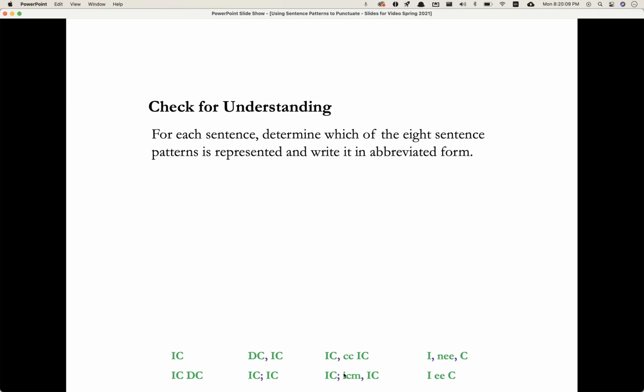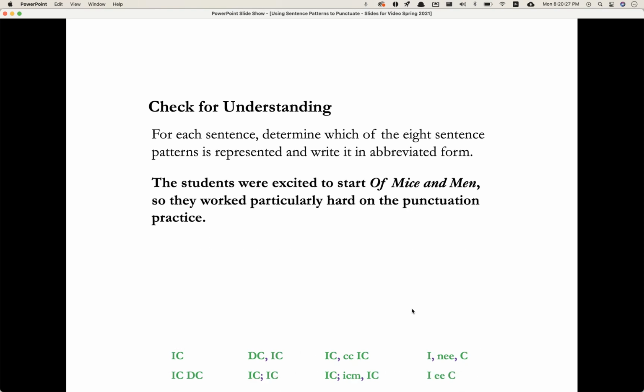And you can see down at the bottom of the screen here that all 8 patterns are present. So you just need to look at the 8 and decide which one is the right one. For now, you don't have to do any punctuation. I just want you to be able to recognize the patterns. You'll start the punctuation piece a little bit later. That's in your practice handouts.